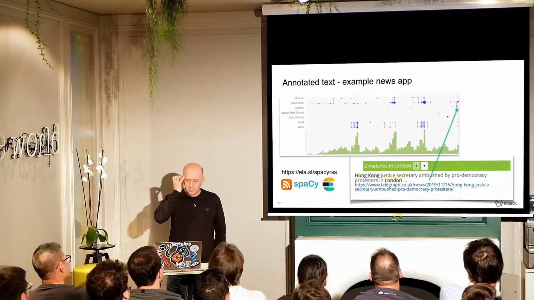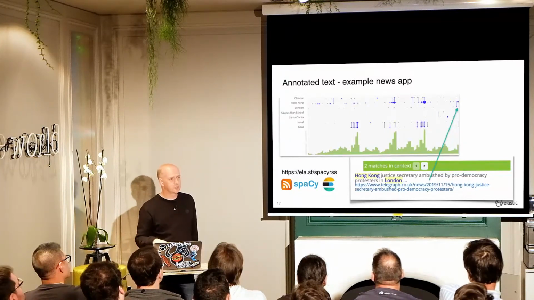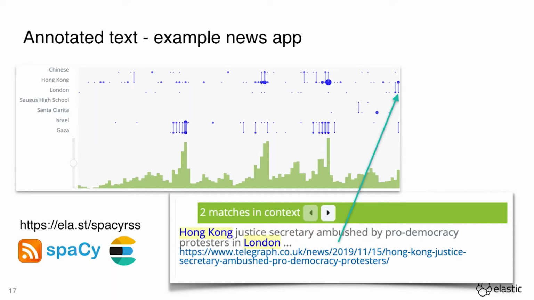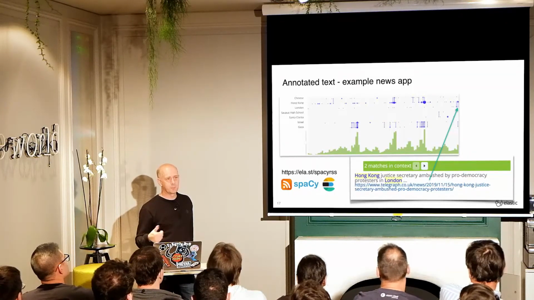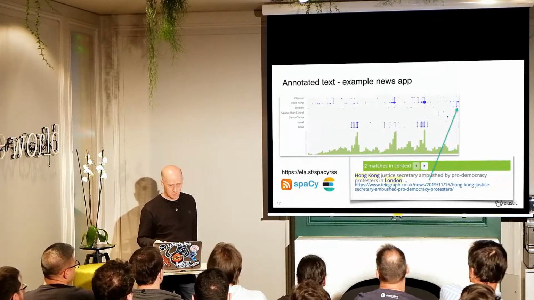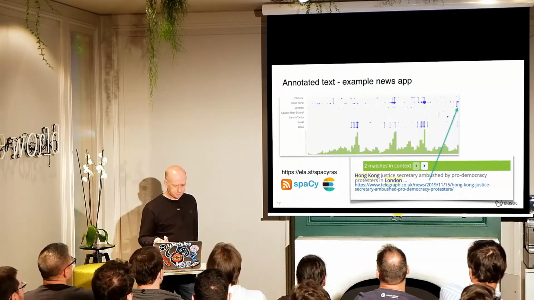I have an example application if you're looking for something to get started with a named entity recognition tool like Spacy. That's a Python-based tool. So there's a URL on the left here, ela.st/Spacy RSS. This is just a little Python script that you give a list of RSS news feeds, and it will download and index those, and it will run them through Spacy, and then it will annotate them. So you'll get the names of companies and places and people and all those sorts of things.